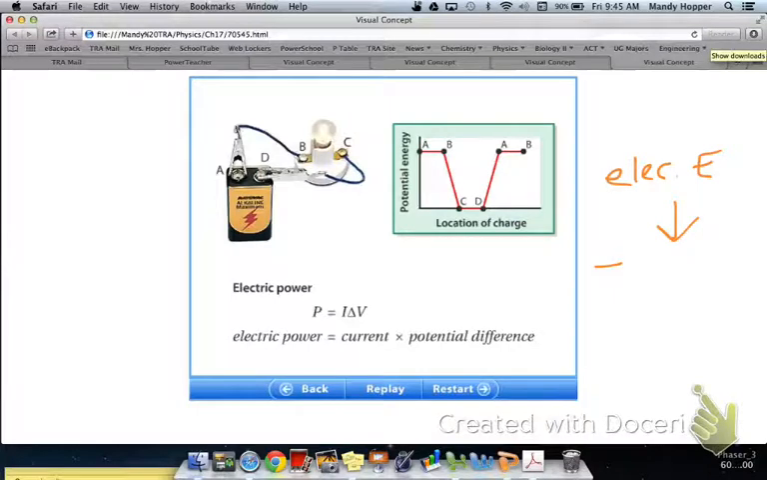Internal energy. And internal energy changes to do what? It heats up the filament, so you're going to increase your temperature there. So some type of thermal energy. Any questions on this?